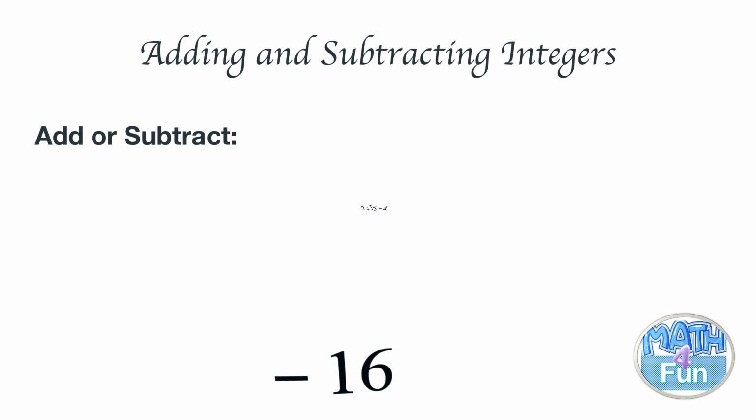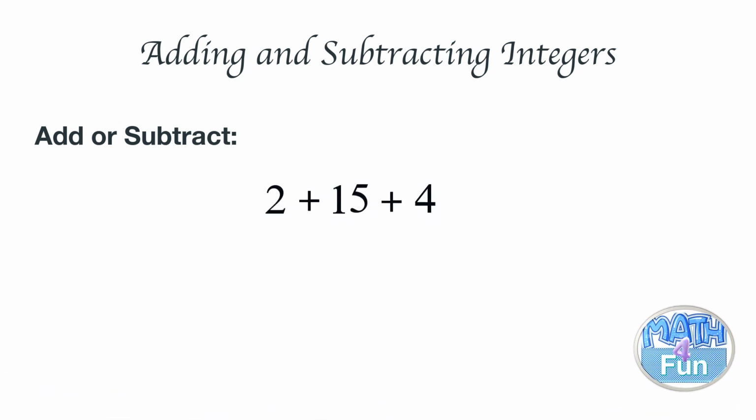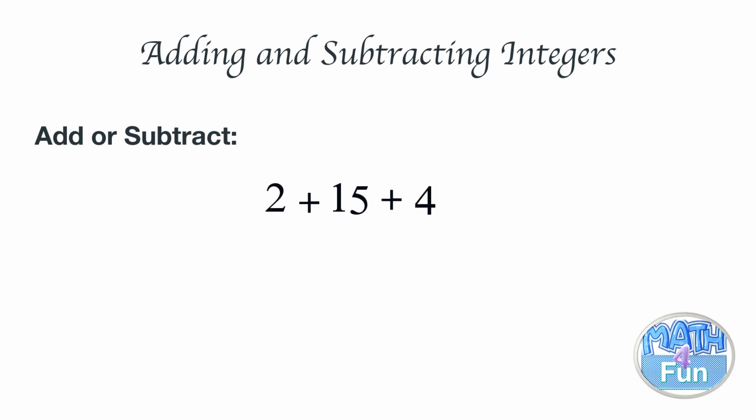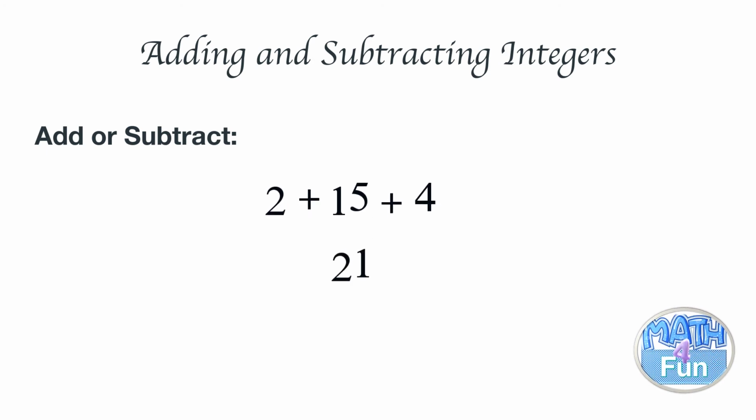Here we have three numbers together. We have 2 plus 15 plus 4. Since they are all positive numbers, we can add them together and put them in positive. So 2 plus 15 is 17, plus 4, which is 21. So the answer is plus 21. If we write plus, that's fine. If we write it without the plus sign, that's also an accepted answer.